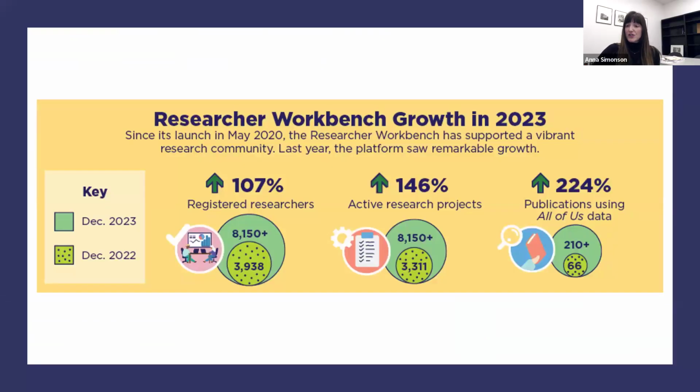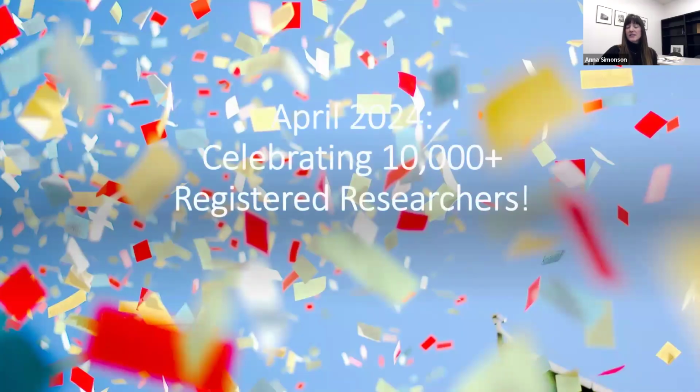So more and more researchers are using the All of Us dataset through these registered tiers. So you can see here that the number of registered users grew 107% over 2023. The number of active projects grew 146%, and the number of publications that use the All of Us data grew 224% over 2023. These numbers that are seen in green from December of 2023 are actually low. So just this month, the program celebrated over 10,000 registered researchers who are using the All of Us data.